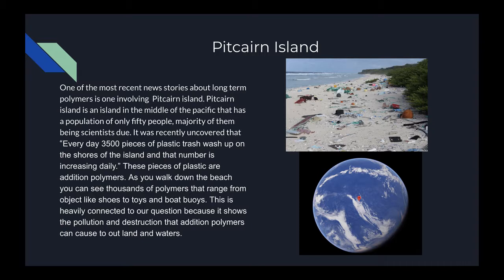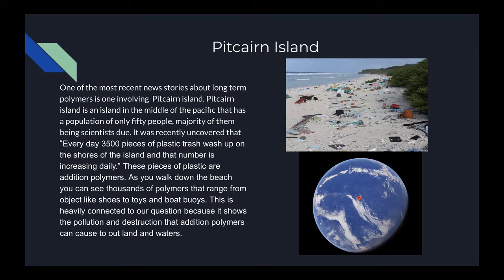Pitcairn Island. One of the most recent news stories about a long-term polymer is one involving Pitcairn Island. Pitcairn Island is an island in the middle of the Pacific. There's a population of only 50 people, the majority of them being scientists. It has been recently uncovered that every day 3,500 pieces of plastic trash wash up on the shores of the island, and that number is increasing daily.